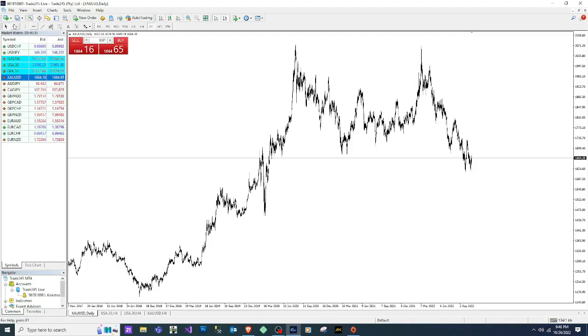Without wasting any more time, let's analyze gold. Today we're going to start by analyzing gold and then move to US30.